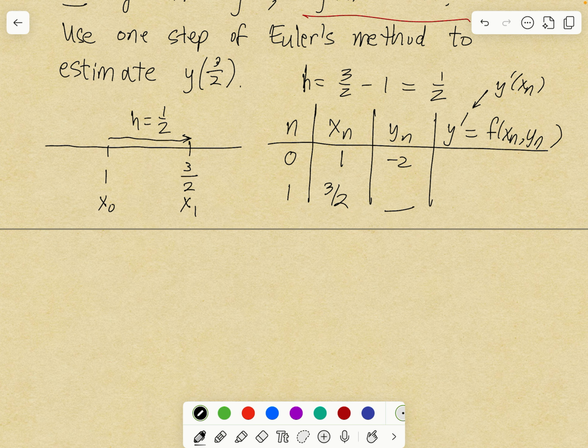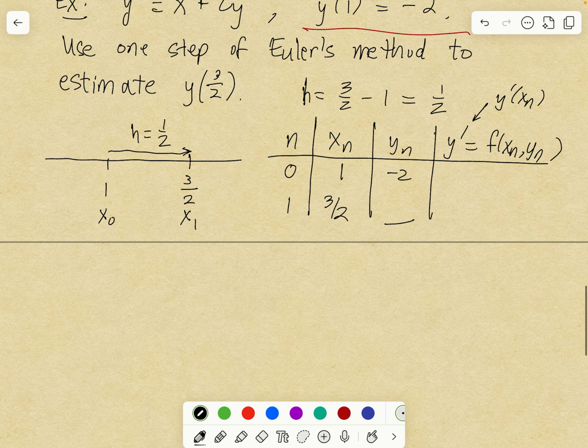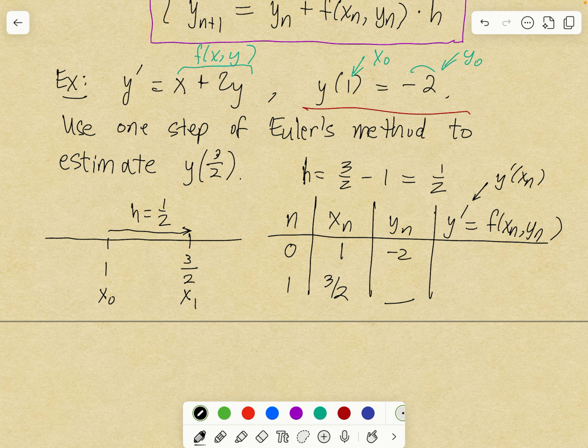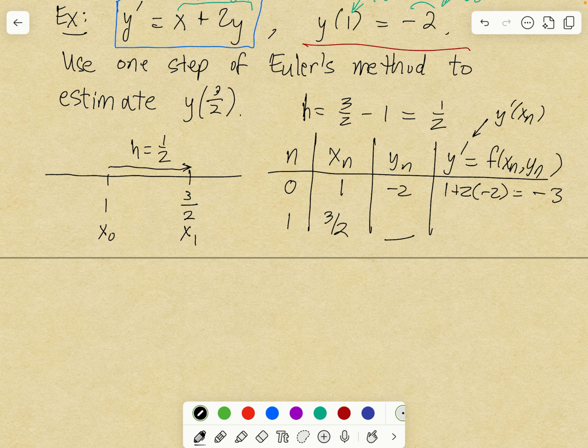So now we need y prime, so that's y prime of x0. So what is y prime of x0? Well, you look at your differential equation. Y prime was x plus 2y. So if you plug in x0, y0 into your f of x, y, into your x plus 2y, you get 1 plus 2 times negative 2, and that is 1 minus 4, which is negative 3. Okay, so now we're ready to find y sub 1.